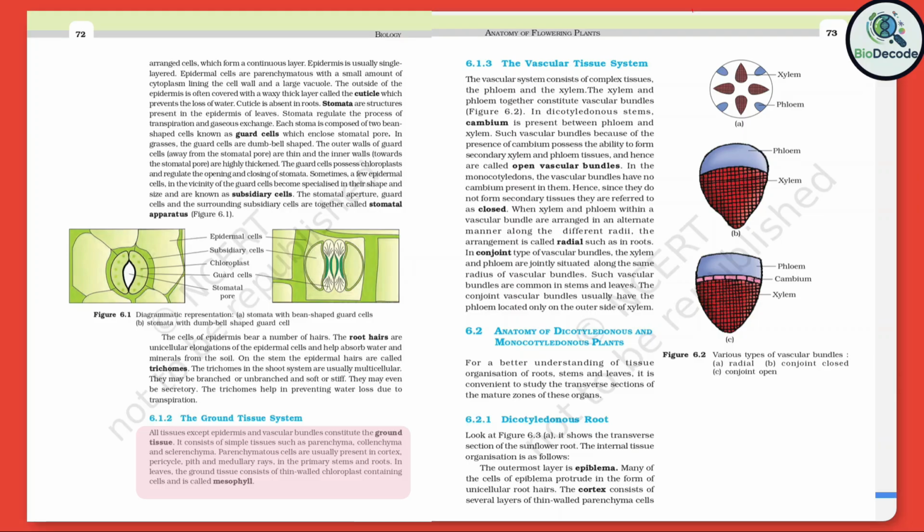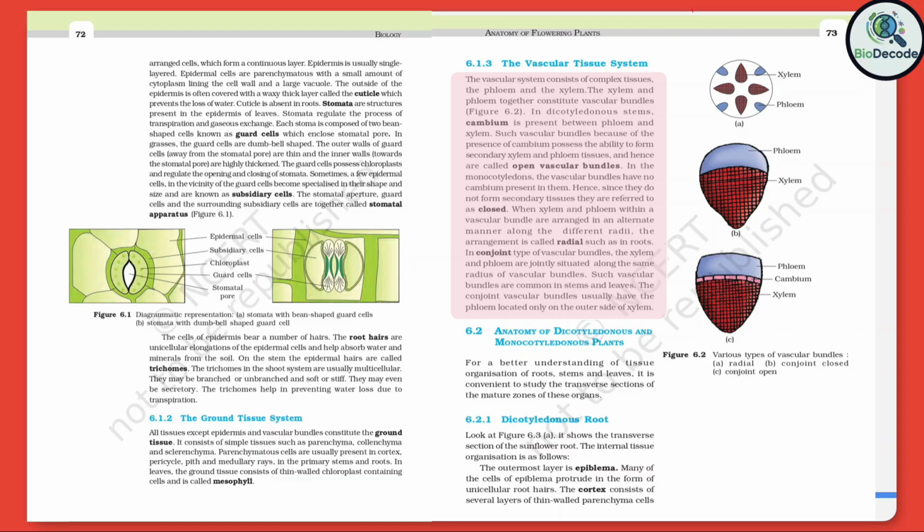It consists of simple tissues such as parenchyma, collenchyma, and sclerenchyma. Parenchyma cells are usually present in the cortex, pericycle, pith, and medullary rays of primary stems and roots. In leaves, the ground tissue consists of thin-walled, chloroplast-containing cells called mesophyll. The vascular tissue system. The vascular system consists of complex tissues, the phloem and the xylem.